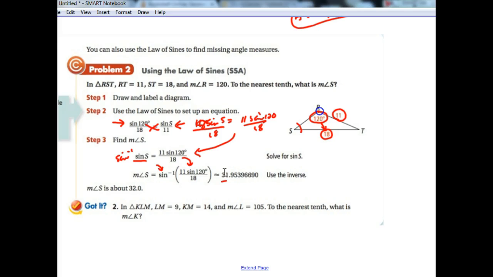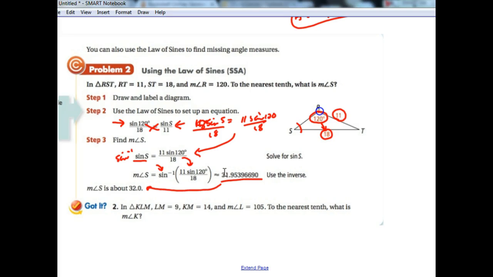When you plug all that in, you're going to end up with something like 31.95396, and so on. If you were to round that to the nearest tenth, it's going to make the 9 a 10, and it's going to make the 1 then go up to a 2. So it ended up just being 32.0.